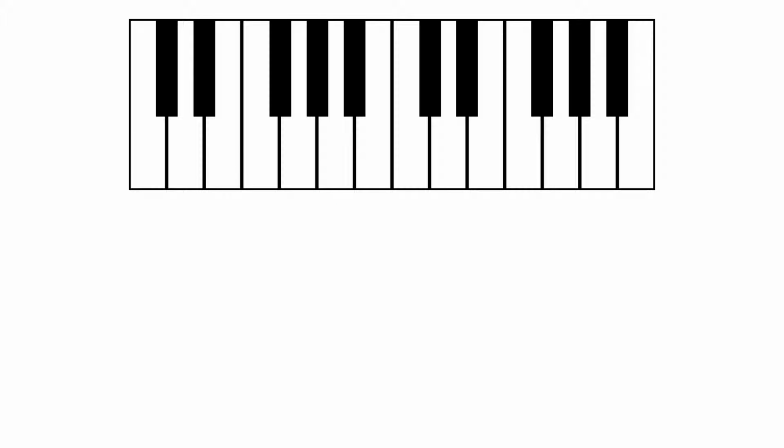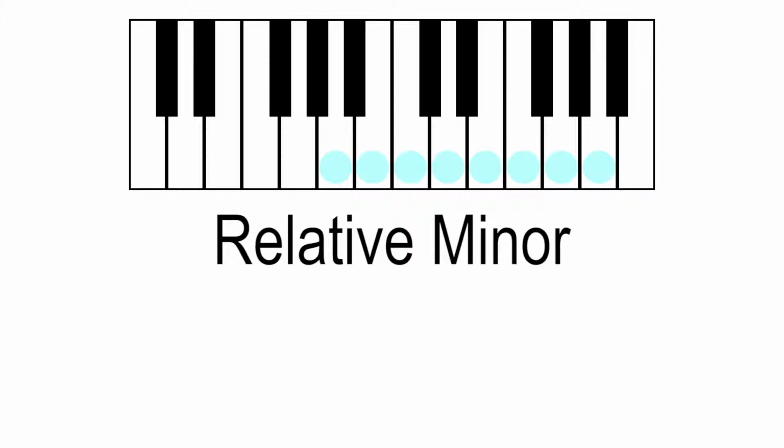By now, you should be familiar with the notes in C major, since every note is natural in the scale, meaning on the piano, C major is played on all of the white notes. If we go to the 6th note in the scale, we find that it's A natural. This means that A natural minor, or simply A minor, is the relative minor of C major. You can do this with any major scale and find its relative minor.